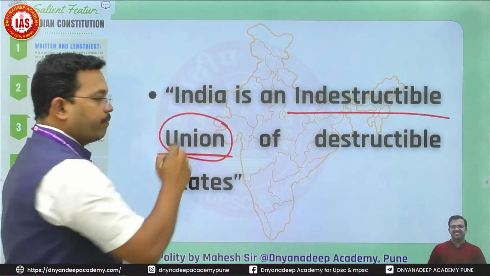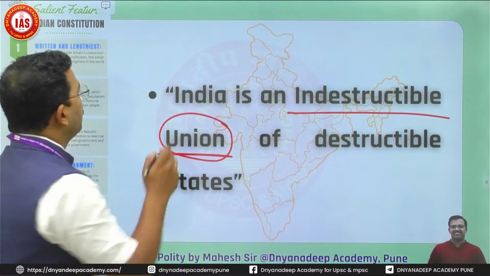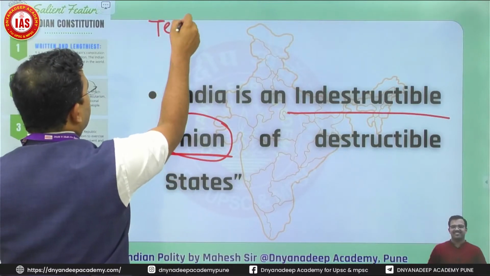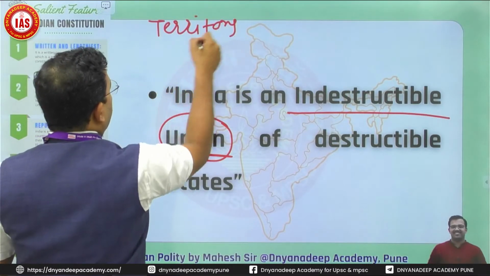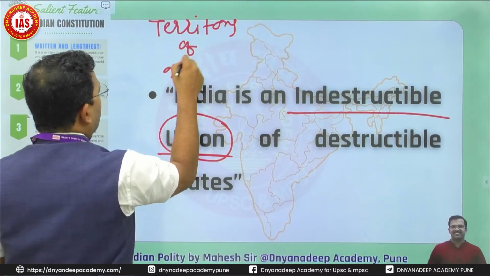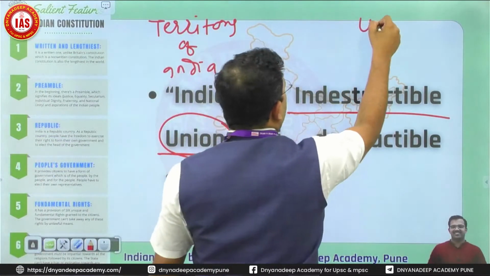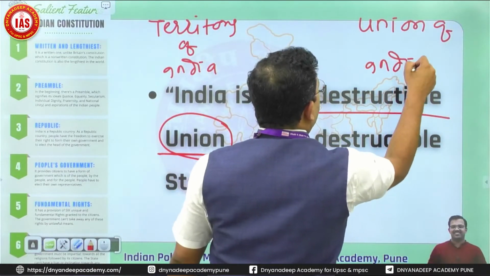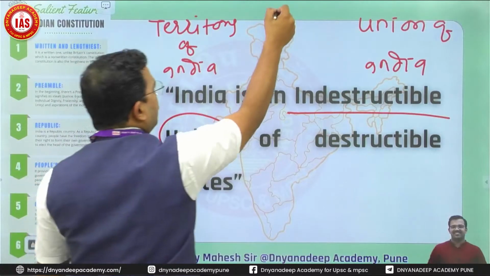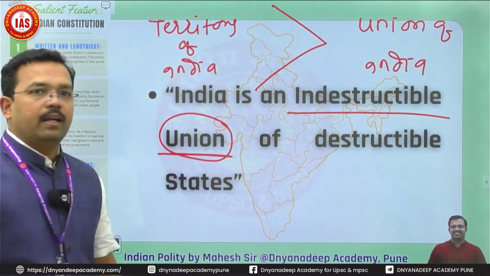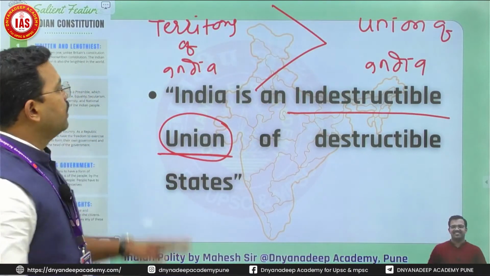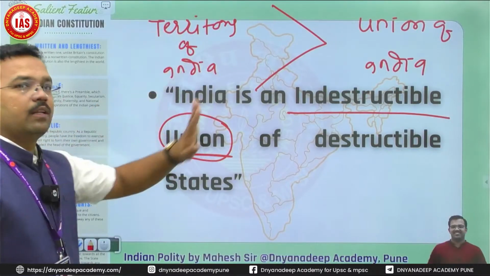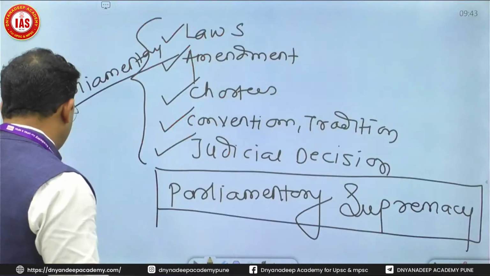In simple terms, union. See, two important terms are there. One is territory of India, and second is Union of India. Here remember, the word territory of India is larger than Union of India. I repeat once again, the word territory of India is larger than Union of India. I will explain this point. It is very interesting.